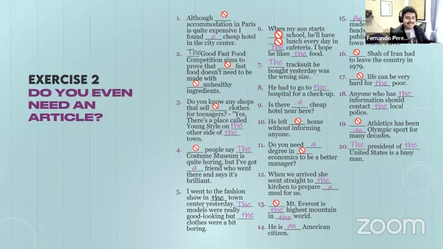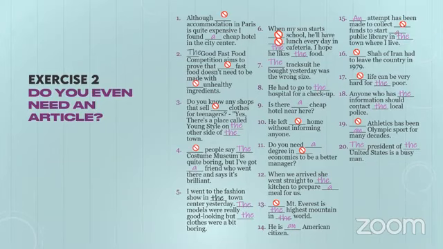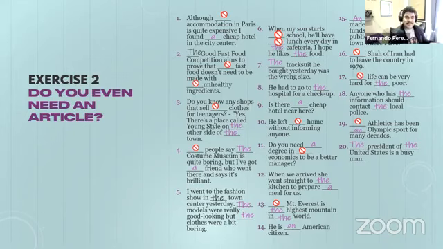Teacher, can you send the rules of this topic in PDF or something? Definitely. Let me send it to you on the group.